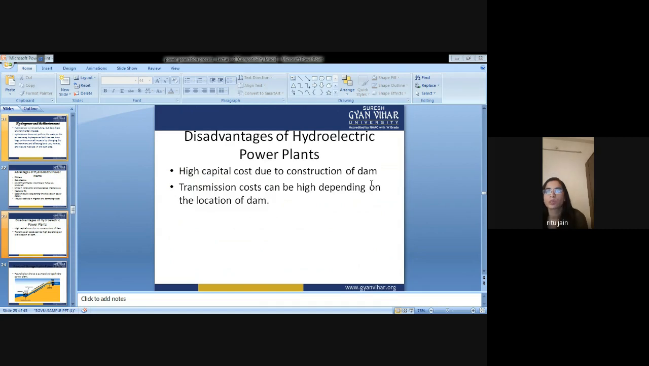And transmission cost can be high depending on the location of the dam, because almost 90% of dams are near rivers, which are very far from the city or any area where electrical energy is required. So its transmission cost can be high. It will depend upon the area where the hydropower plant is situated.